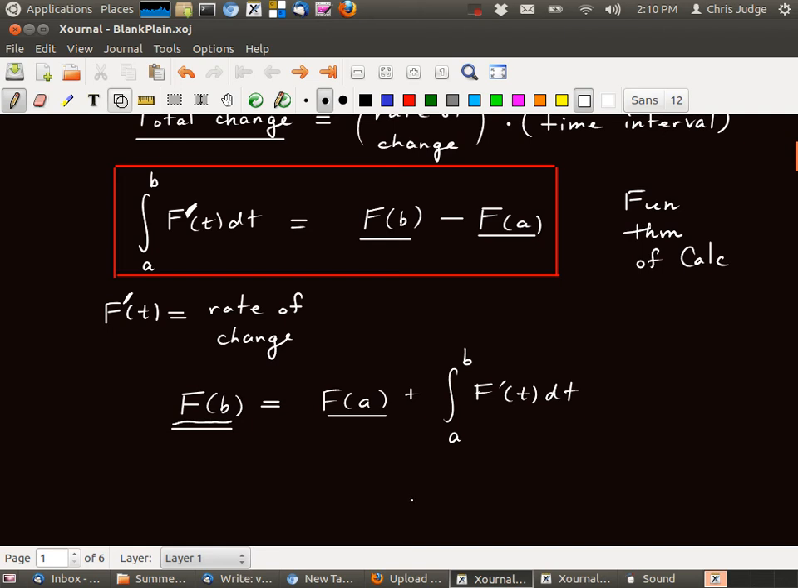Okay, this is a short introduction to the fundamental theorem of calculus.